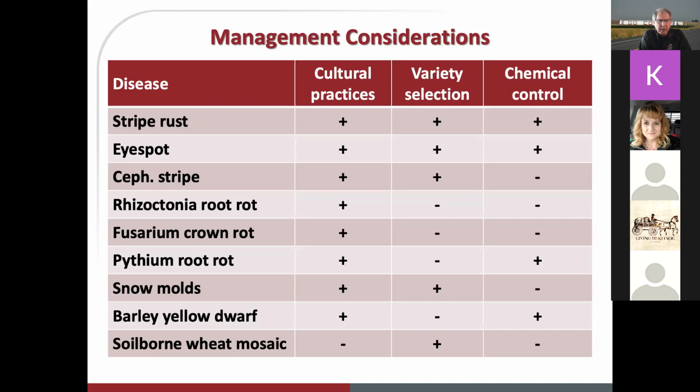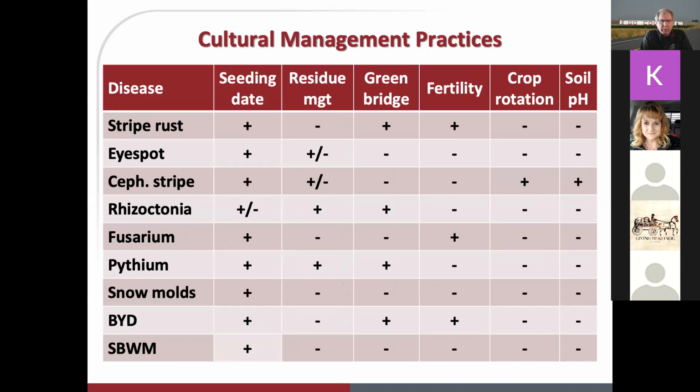So you can see things like stripe rust, cultural practices, variety selection, chemical control are all considerations. Things like Rhizoctonia root rot, we really need to look at cultural practices because variety selection, chemical control are not so much of a concern. Things like soil-borne wheat mosaic, really we're worried about variety selection mainly because cultural and chemical controls are just not available.